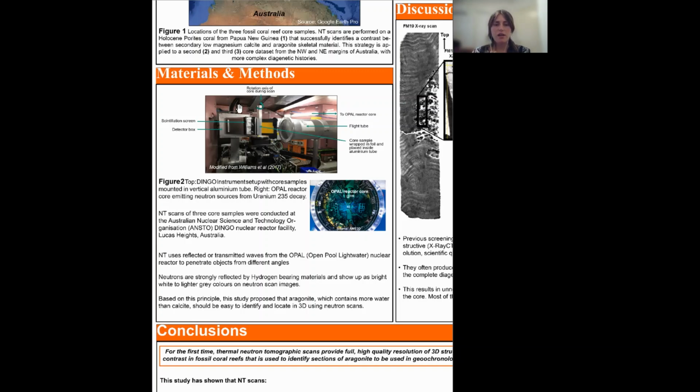And Figure 2 here shows the Dingo Neutron instrument setup with core samples mounted in an aluminium tube here. And the OPAL nuclear reactor at the bottom right here emits neutrons from a decaying uranium-235 source, and that passes through this flight tube through the samples and onto this detector box, which is then converted into a scan or an image.